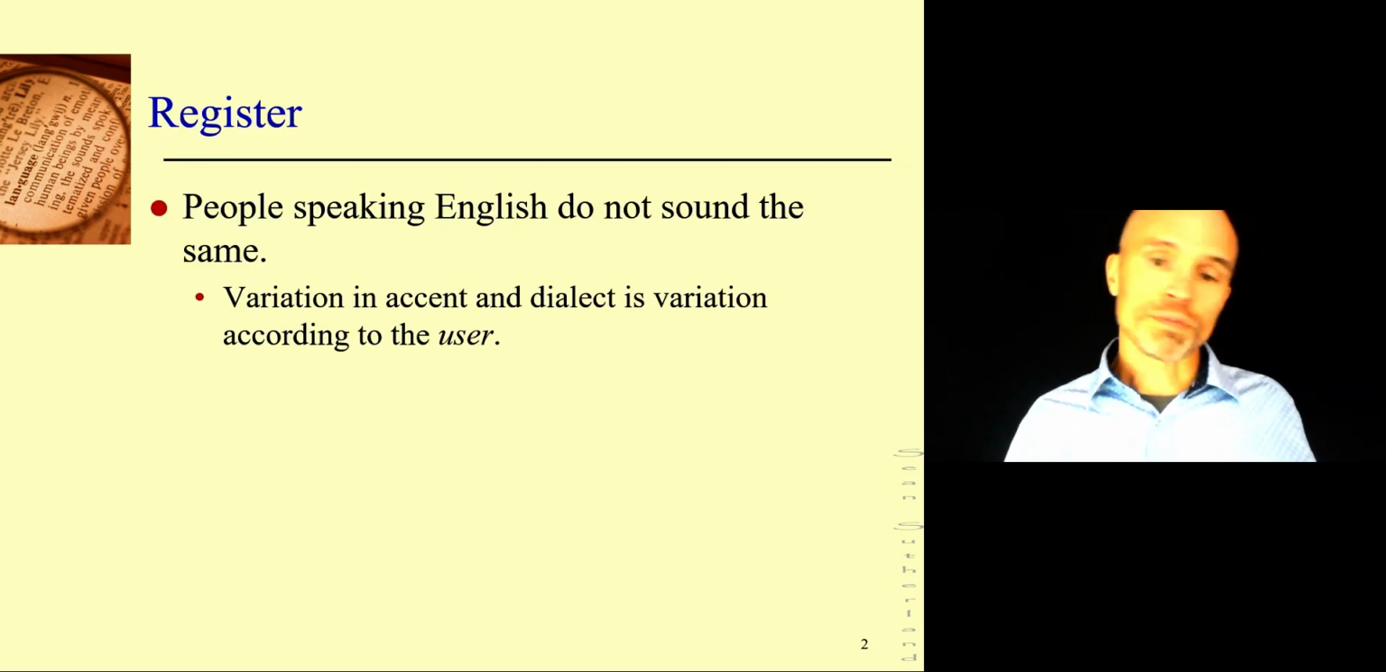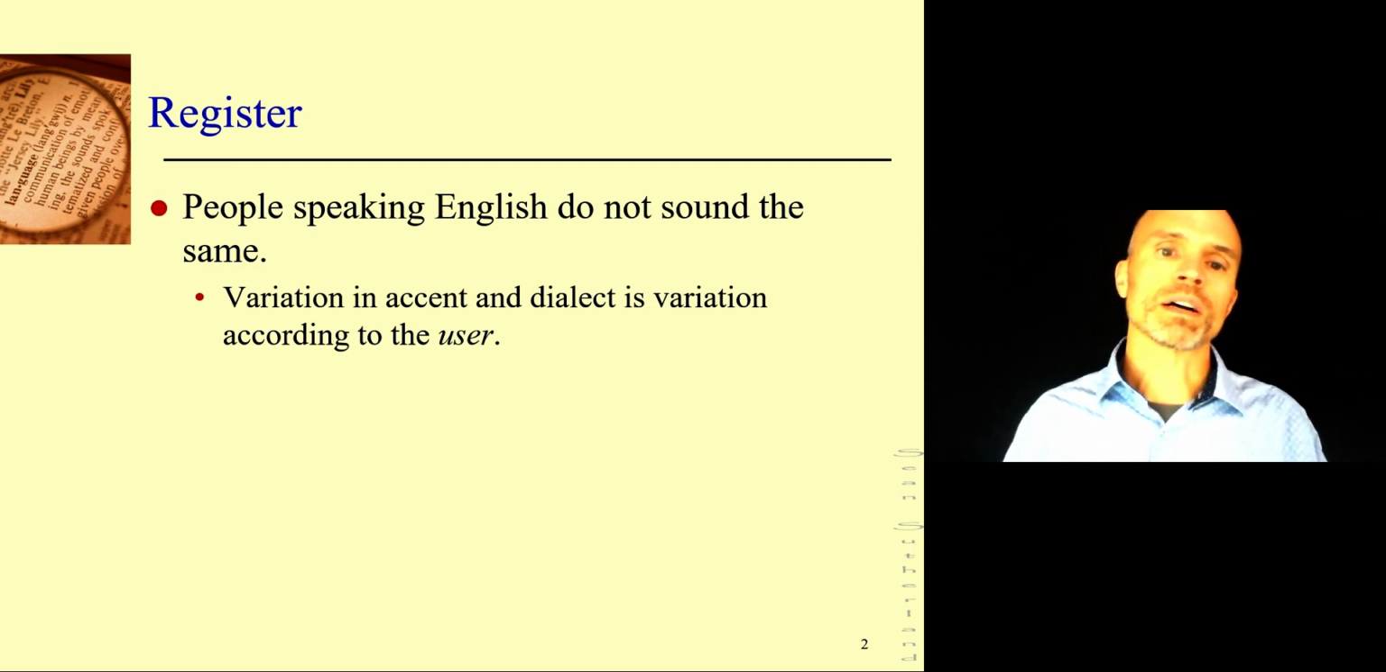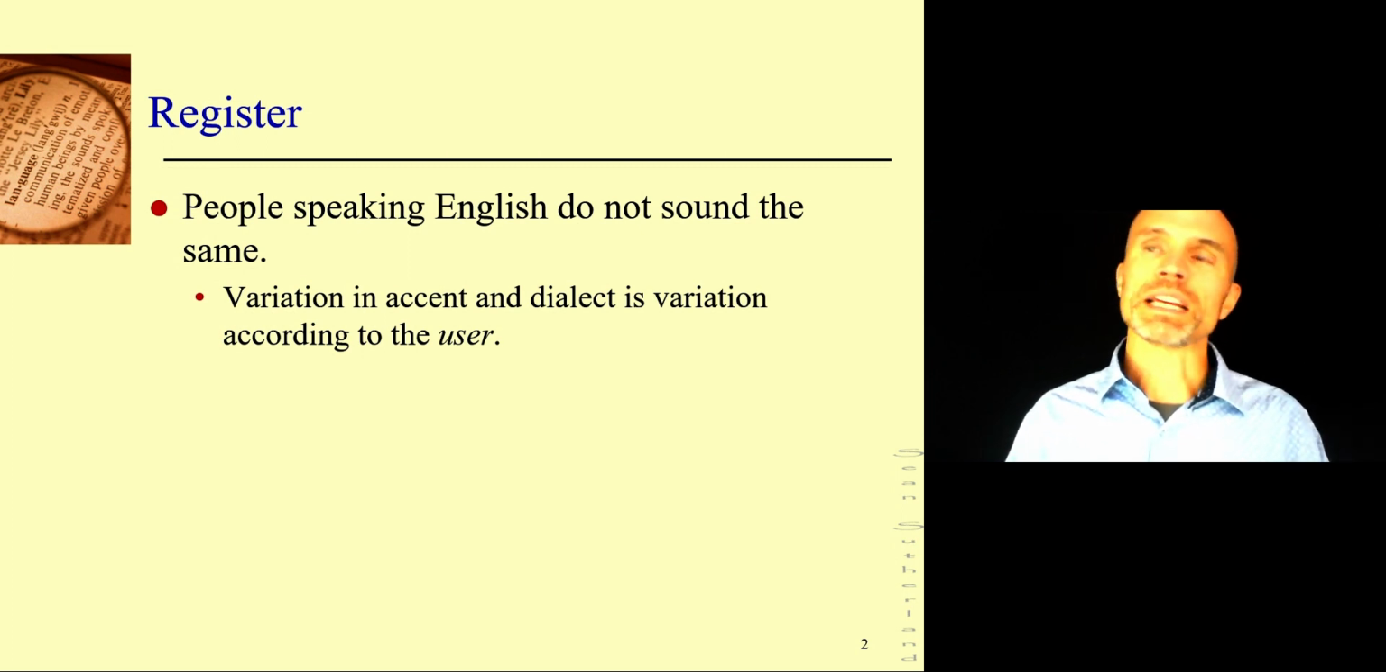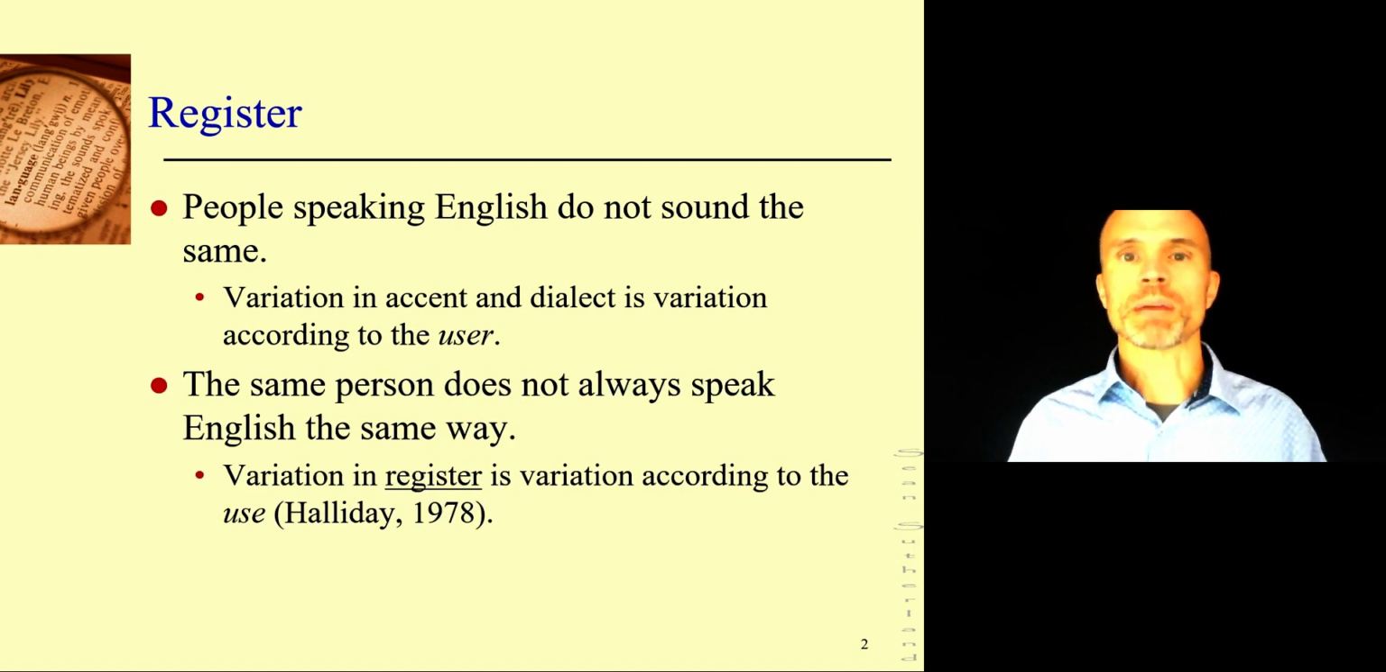Now, first, contrast this with what you know already from having heard me talk in the past, that variation in accent and dialect, right? Different phonology, different lexis, different syntax, different morphology, that's variation according to the user. Today, we're not talking about that. We're talking about how even the same person does not always speak English, use English, writing as well, at the same time. Variation in register is variation according to the use of the language.